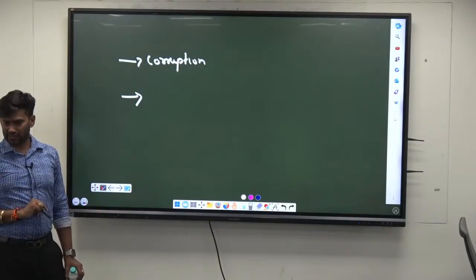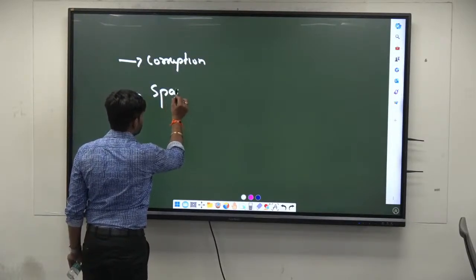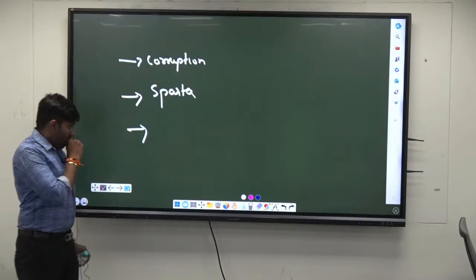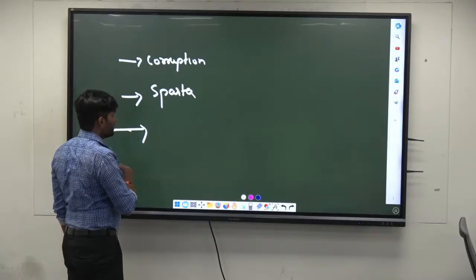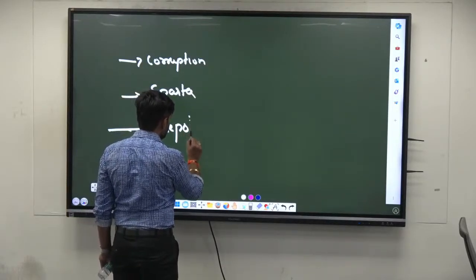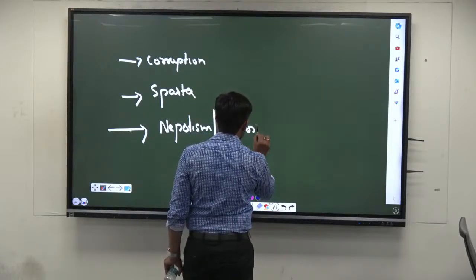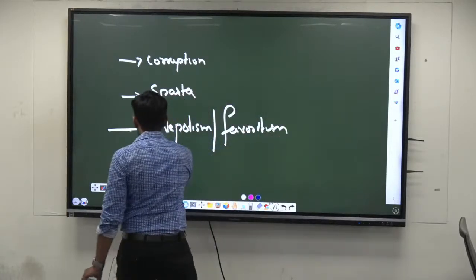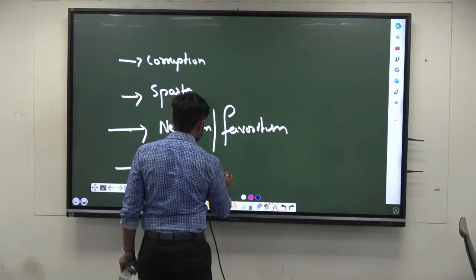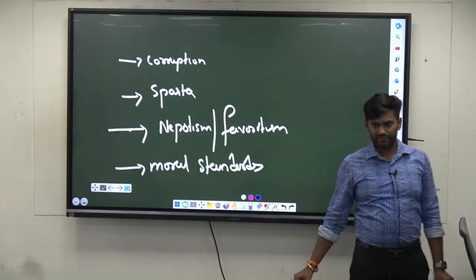Athens had also lost a war to Sparta, the neighboring city state in that regard. And you can say there was a lot of nepotism and favoritism, and the moral standards had declined. This was the condition.